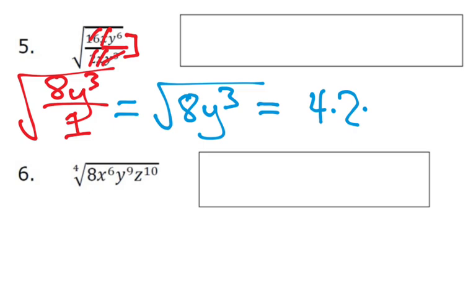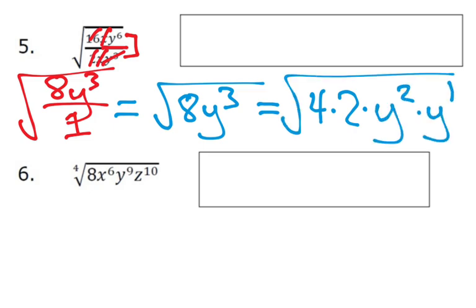And y cubed is going to be rewritten as y squared times y to the first power so that we can take the square root. I hope you notice that because we have an even index, we're going to have some business involving absolute value coming up pretty soon. So let's finish simplifying. The square root of 4 is going to be 2. We are able to square root y squared, and it's going to come out as a y.